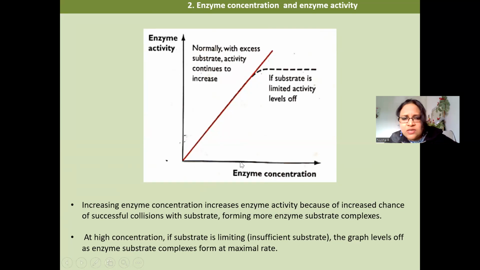Now, as we go on increasing enzyme concentration, enzyme activity increases. But what is this leveling off? This leveling off has to do with the situation where we're increasing enzyme concentration, but substrate is limiting. So we have insufficient substrate. That's the time when the graph would be leveling off.